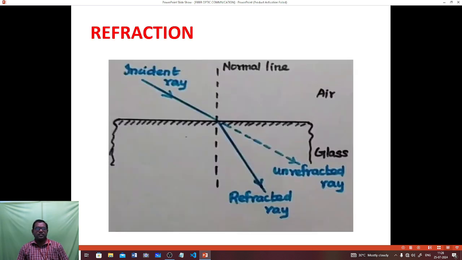Next one, refraction. It is another basic parameter of optical cable, optical light, where the light ray passes directly through, and it is refracted with respect to the normal line in air medium and glass medium. In the air medium there is only the incident ray, and in the glass medium we get a refracted ray.